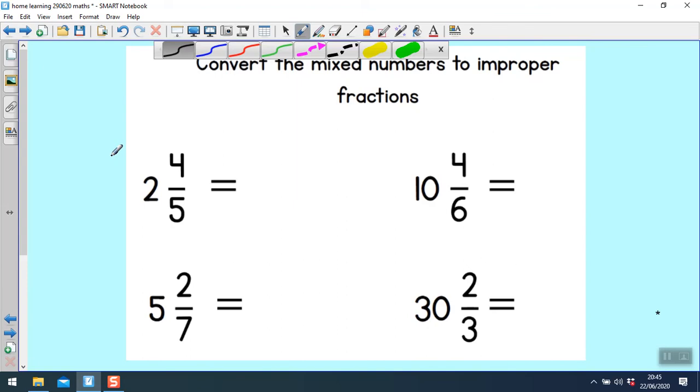Now have a go at converting these mixed numbers to improper fractions. Imagine 2 bars that are each split into fifths, plus another bar with 4 shaded in. 10 bars, each split into 6 pieces, plus another bar with just 4 sections, 4 sixths shaded in. 5 bars, each split into sevenths, plus another bar with just 2 sections shaded in. And 30 bars, each split into 3 sections, with an extra bar with 2 pieces shaded in. This is your last slide of the day. Pause the video while you write them as improper fractions.